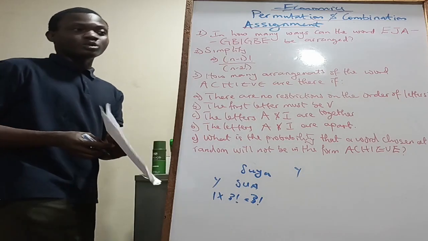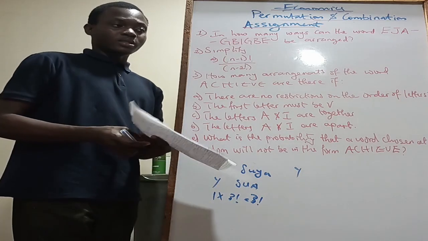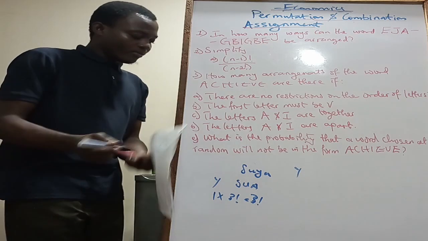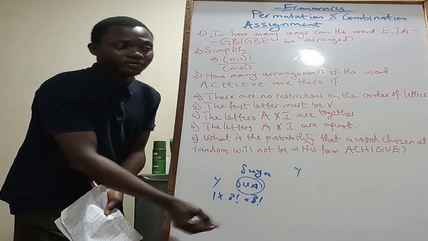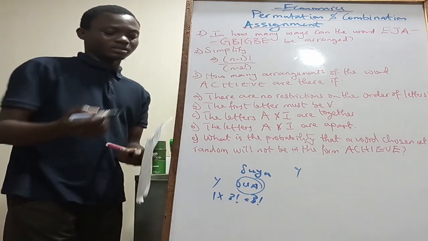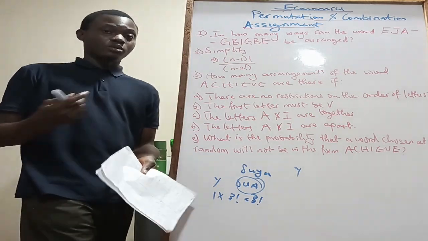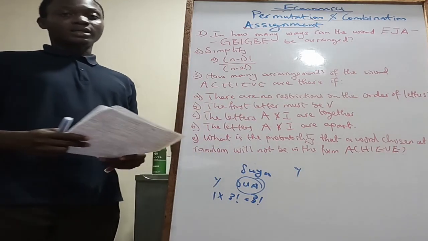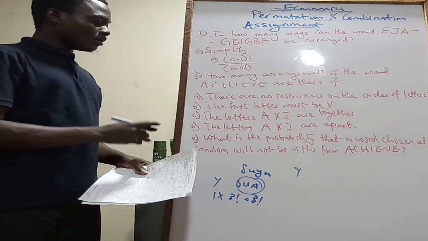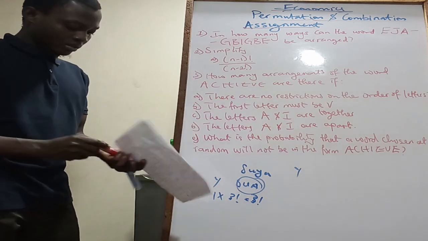Because you already picked V, V is no longer part of your arrangement. V is out, and you are rearranging the other letters, then just adding V in front of it. So you are rearranging the letters besides V. Do you understand? So that's the way you figure that out. Now C, if letters A and I are together, we've done something like that.